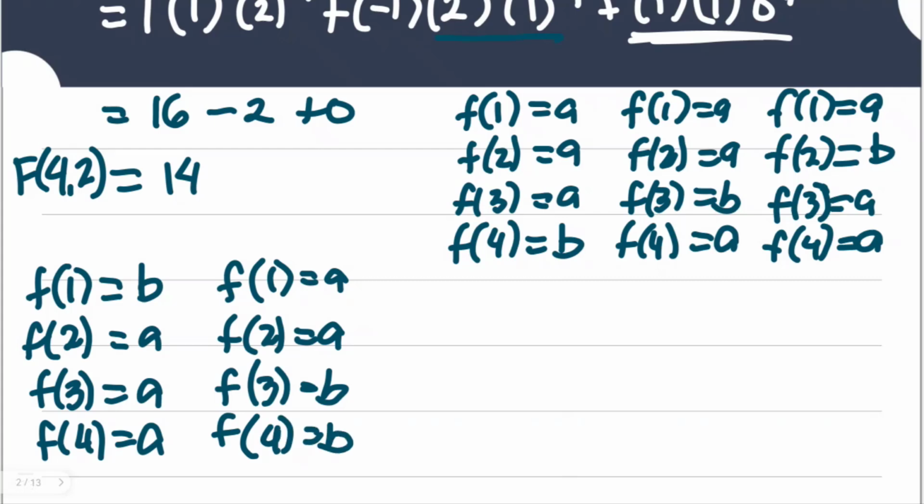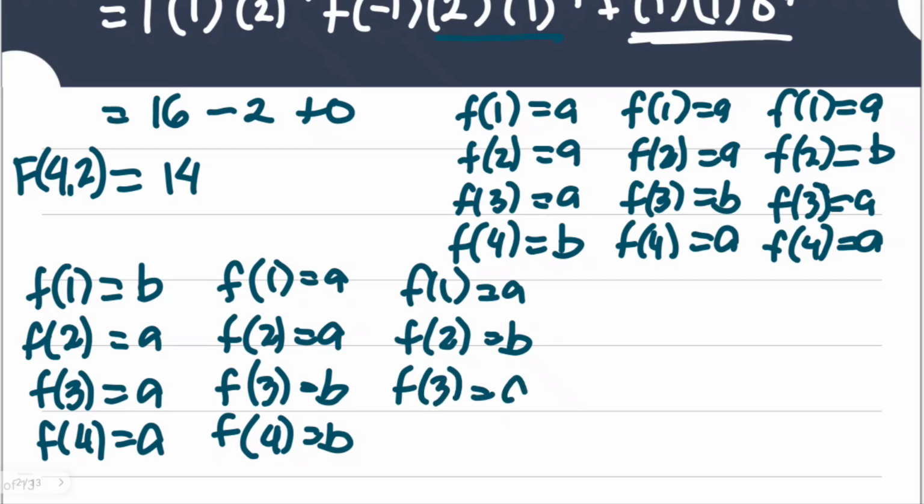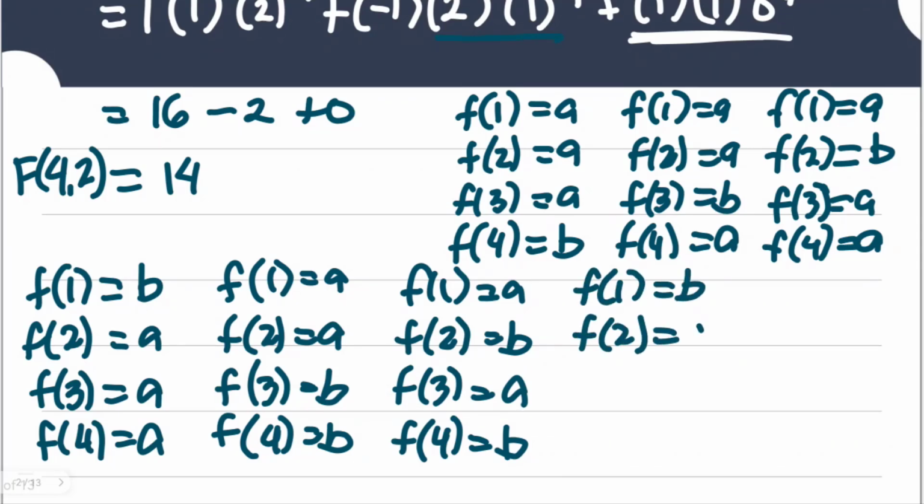And then we will be moving the third one. So you have f of 1 is A, f of 2 is B, f of 3 is A, f of 4 is still B. That's 6 already. F of 1 is B, f of 2 is A, f of 3 is A, f of 4 is B. Okay? So that's the next one.